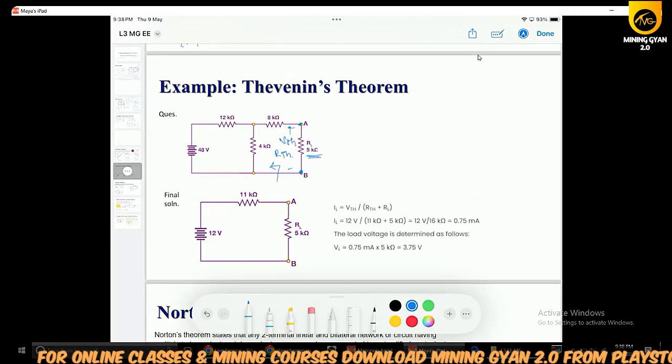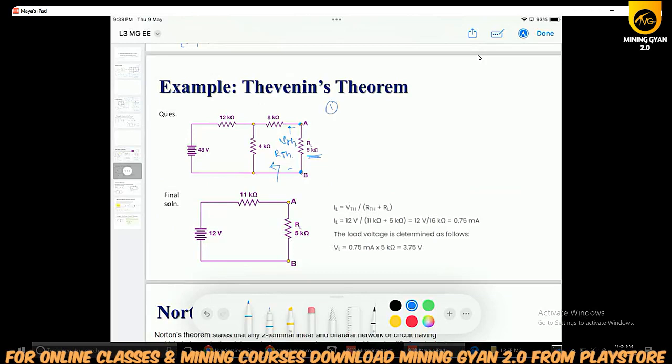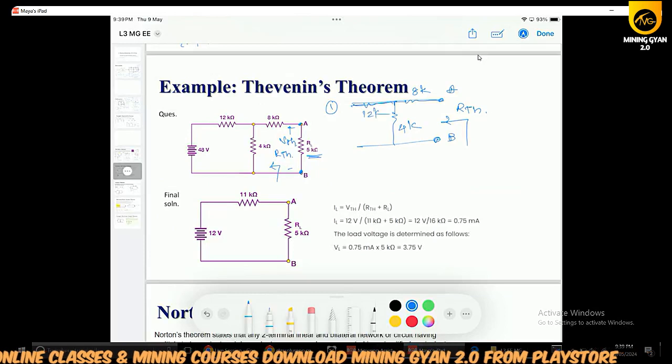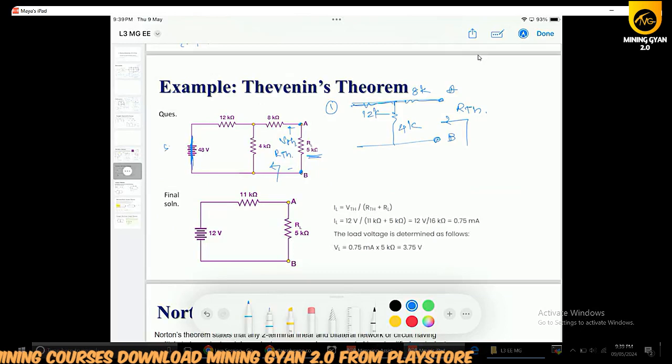You have to calculate your total resistance and your total Thevenin voltage. So in the first step, you want to calculate your R Thevenin across these two terminals, A and B. Then you want to calculate your RTH. What are the connected resistive elements? 8K, then 4K, then 12K, and you have to kill this source. Then you have to make it a short circuit.